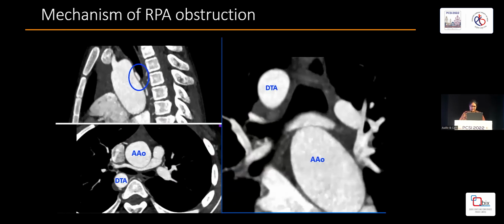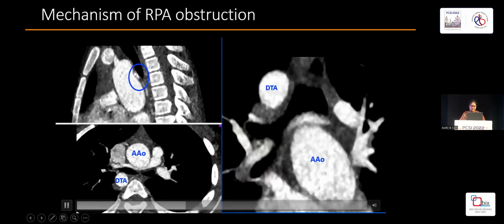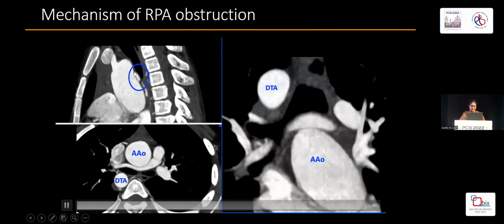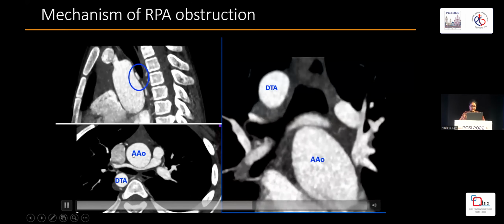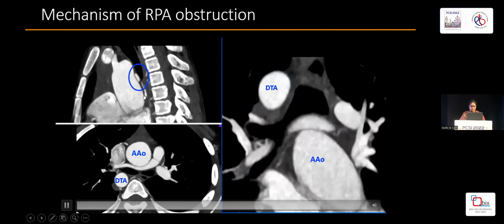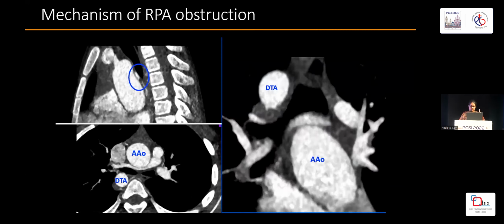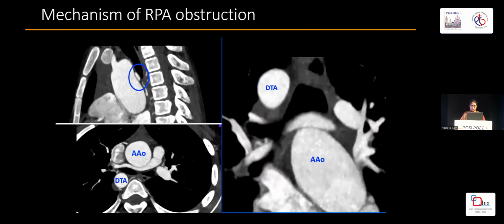Further analyzing on multiplanar imaging, we see that the RPA is compressed anteroposteriorly, making it narrow between the ascending aorta anteriorly and the descending aorta posteriorly, along with the trachea. So the anteroposterior diameter was quite reduced, whereas the superior-inferior diameter was preserved.